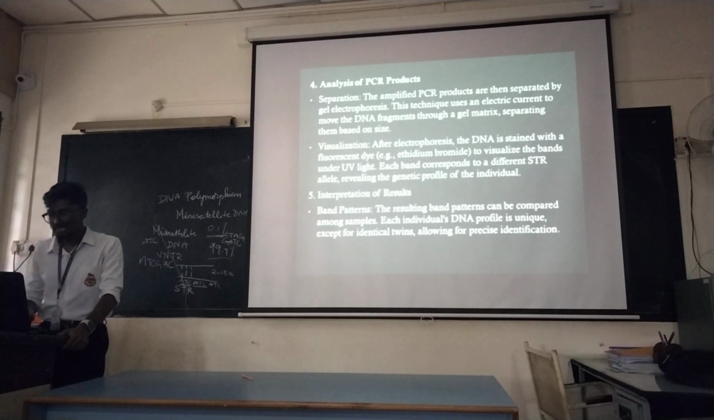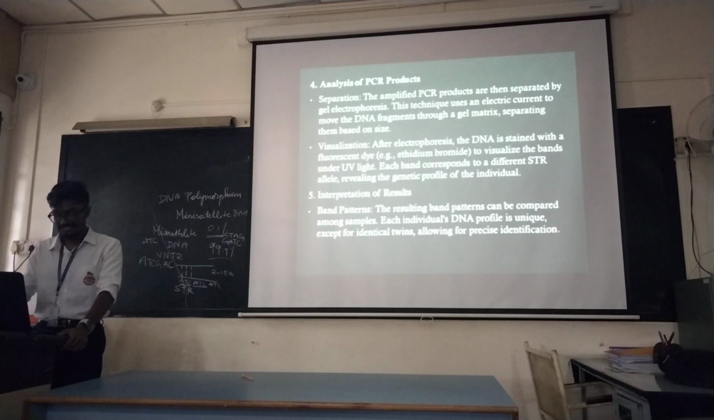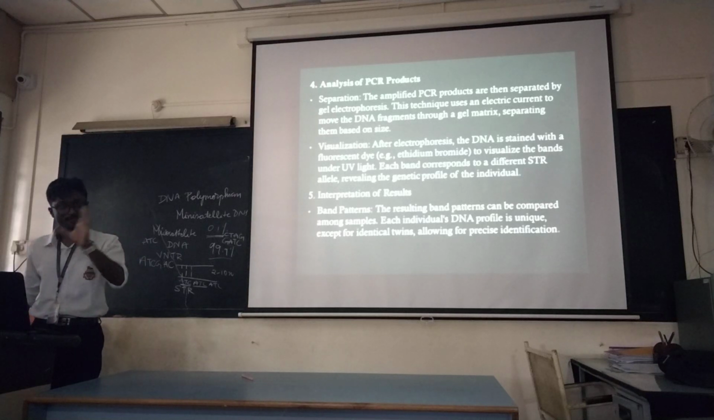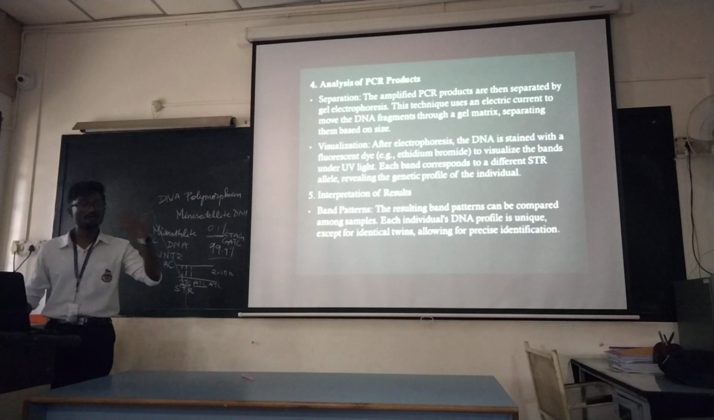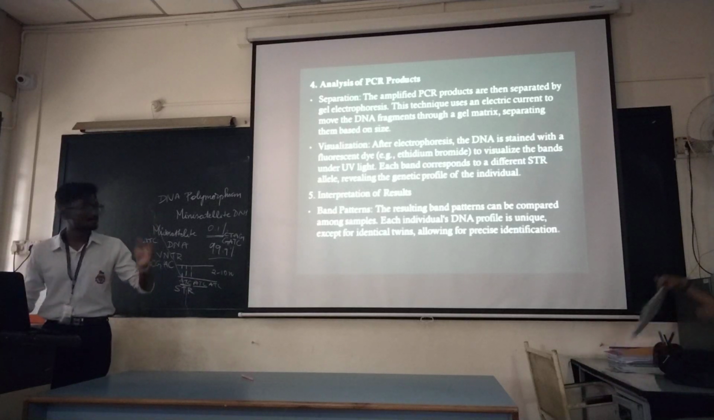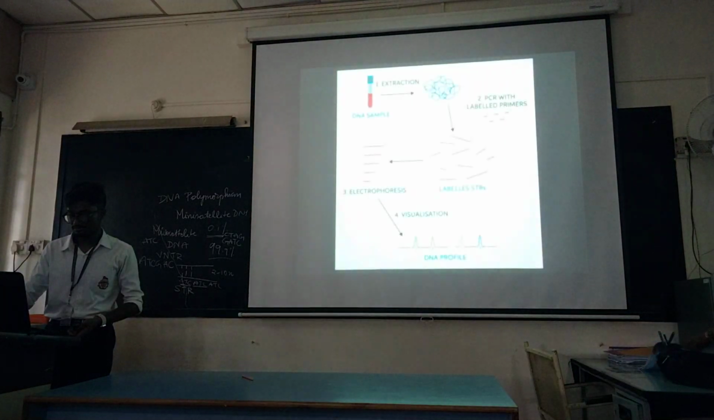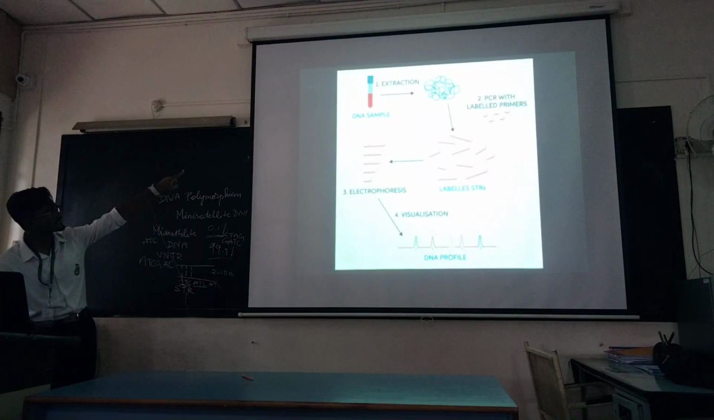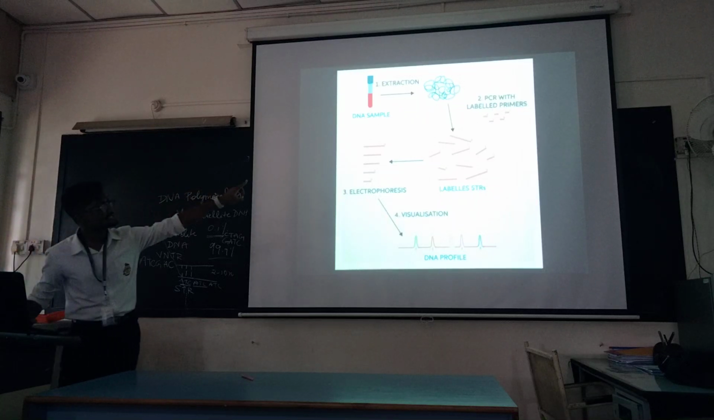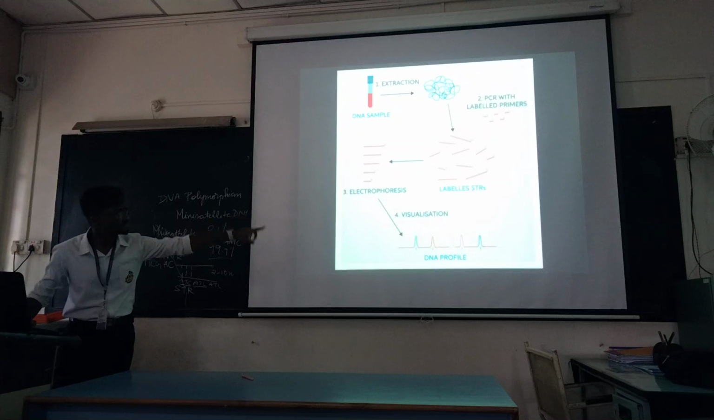And the resulting band pattern can be compared among samples. Each individual's DNA profile is unique except for identical twins. ಒಂದೇ ತರ ನೋಡೋ ಟ್ವಿನ್ಸ್ ಅಲ್ಲಿ ಏನೂ ವ್ಯತ್ಯಾಸ ಇರಲ್ಲ DNA genetic makeup ಅಲ್ಲಿ. So except for them, other individuals have 0.1% variation. So this is the schematic representation. First you extract the DNA sample. PCR is done with the primers, and then electrophoresis, then visualization.